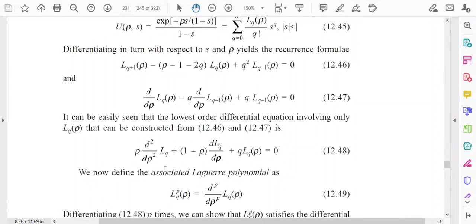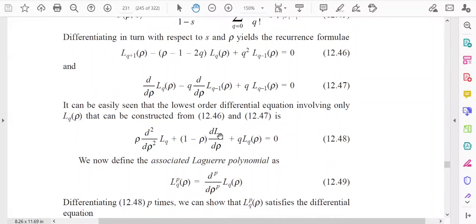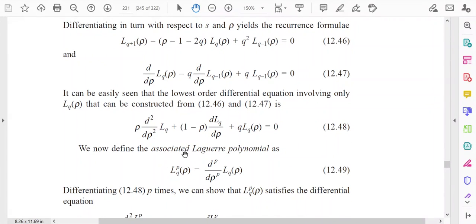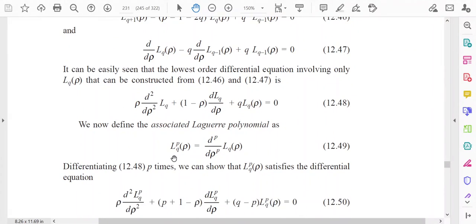We are not going into details of the method of solution, but our aim is to state that this equation can be simplified like this, and this equation is known as the associated Laguerre polynomial equation, where the associated Laguerre polynomial is defined as L_q^p of rho equal to d^p by d rho^p of L_q of rho. This is the associated Laguerre polynomial.